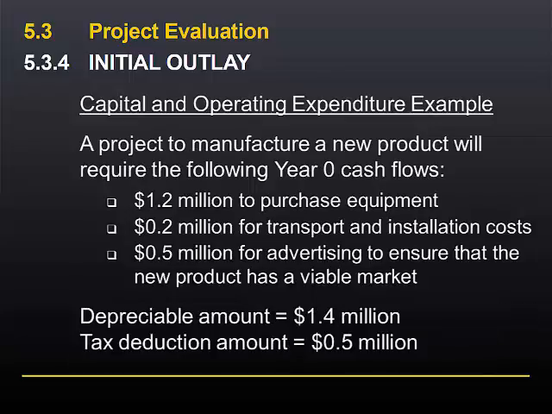It's normally the case that any costs that are incurred in getting some equipment installed and ready for use is included in the cost of the equipment, and therefore a total of $1.4 million will be depreciated over the life of the asset. Any expenditure incurred at the commencement of a project, which is typical of the expenses that are incurred from year to year, would normally be classed as operating expenditure, and therefore $500,000 will be the tax deductible amount at the beginning of the project.